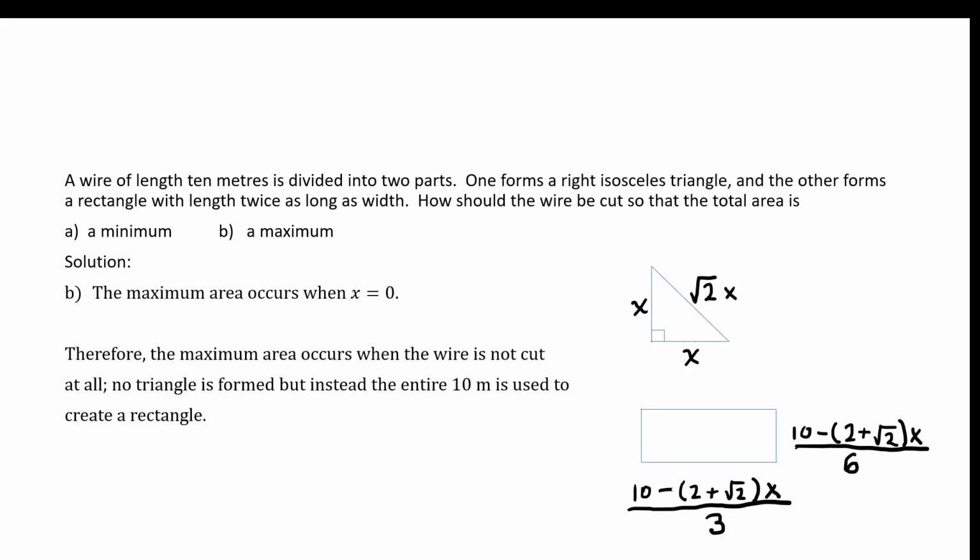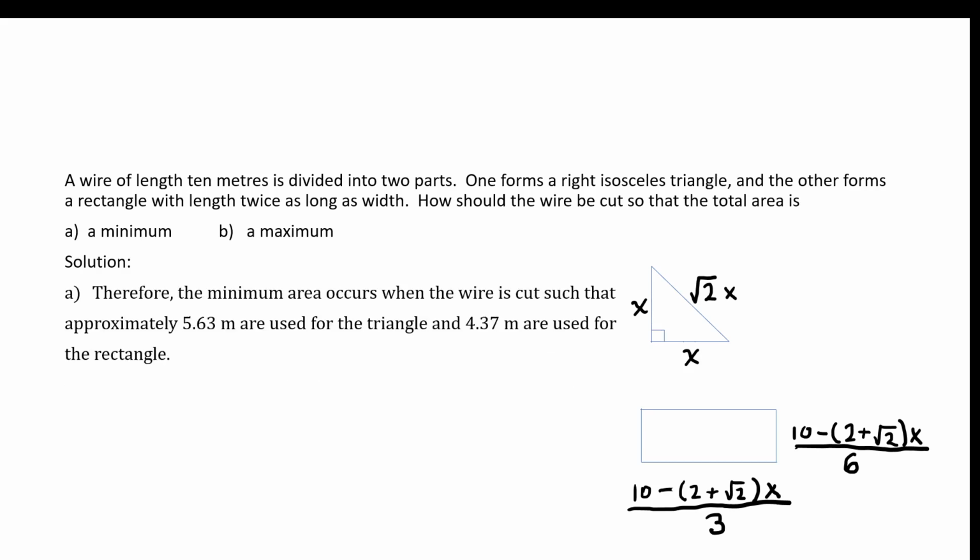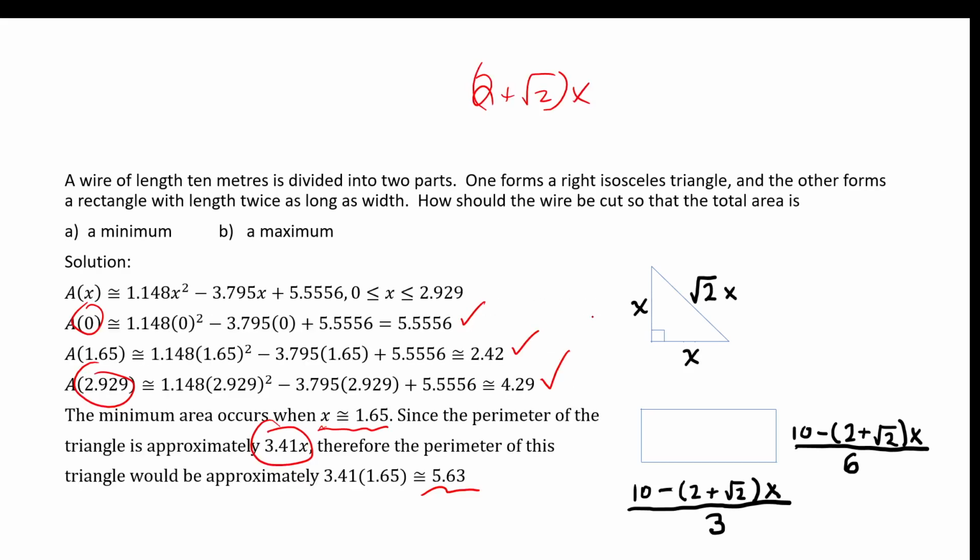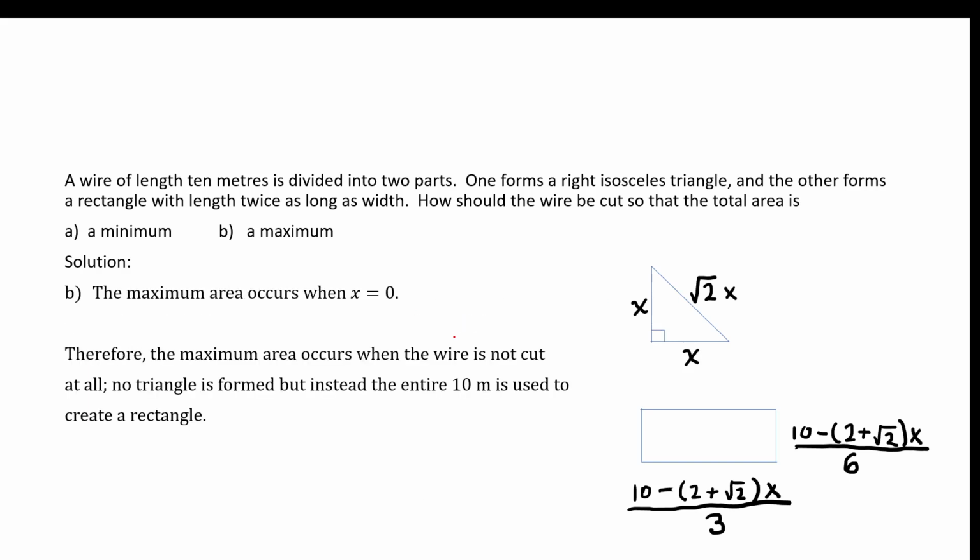Okay? Now, we would say the maximum area occurs when x is 0. If you go back here, we see when x is 0, we get the maximum area. Okay, so the wire's not cut at all. No triangle is formed, but instead the entire 10 meters is used to create a rectangle. That gives us our maximum area.